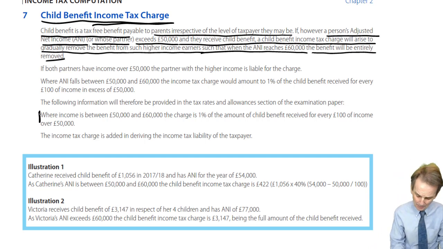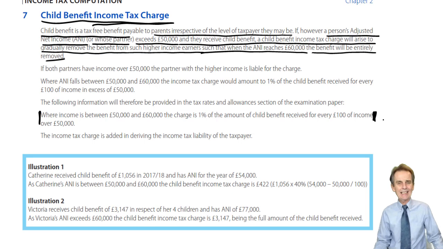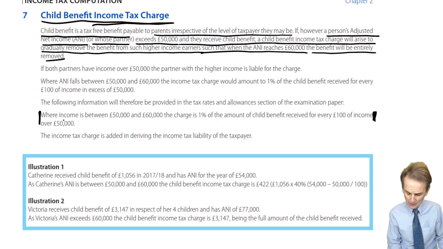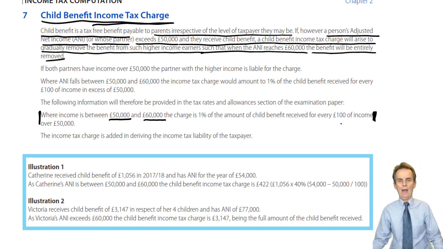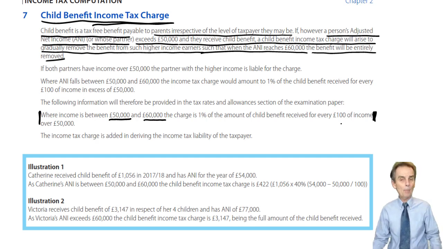Let me just flag up this note here, because this is what you are going to get in relation to your rates and allowances table. The first bit, where income is between 50,000 and 60,000, tells us the nature of the erosion of that benefit, the amount of child benefit income tax charge that will arise. But the figures of 50 and 60 are given to you. How we then apply that reduction, we'll see in a moment's time.